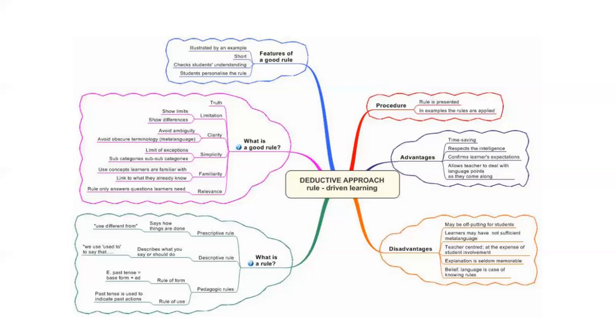Next, explanation is seldom as memorable. Like now, guys, I know that you are listening or watching this presentation or discussion, but sooner or later, you will forget it. It's really cruel to realize, but that's the fact: the deductive approach's disadvantage is that explanation, just like what I'm doing right now, is seldom as memorable as other forms of presentation, such as demonstration.